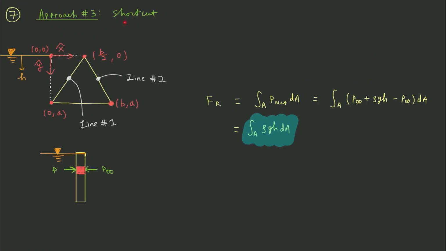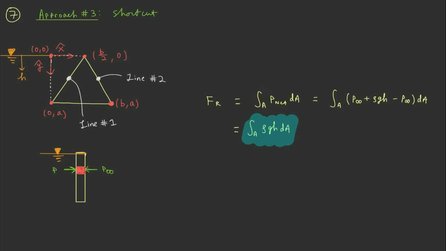And then we have approach 3, which is the shortcut. Now, this is only if you can remember the definition of the first moment of area. The first moment of area basically says the integral over A of x dA is x_c A, or the integral over A of y dA is y_c A. And what you can see here is if you write out the equation for F_R, it's the integral over A of p net dA, and we've determined that p net is just rho g h, so what we end up getting is the integral over A of rho g h dA.